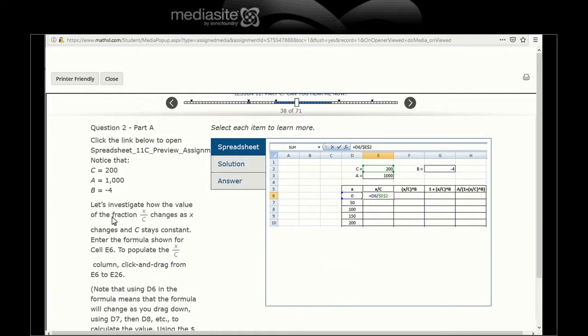Let's investigate how the values of the fraction x over c change as x changes and c stays constant. Enter the formula shown for cell E6 to populate x over c. So we want to enter D6 over $E$2. D6 is column D, row 6, so we're talking about this cell, and E2 is that cell. So, x over c.